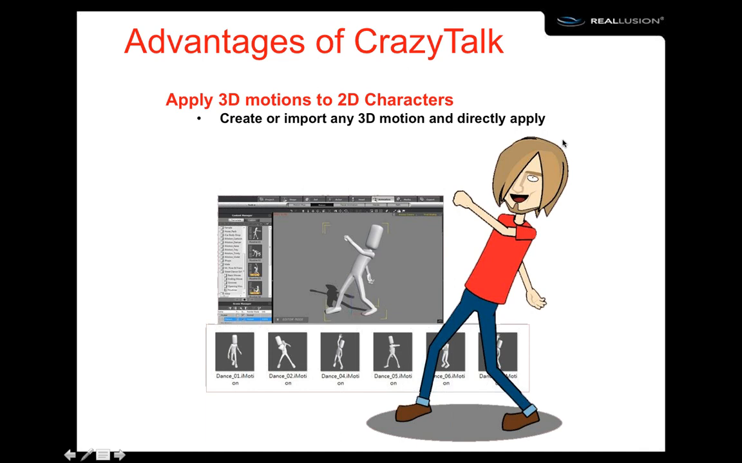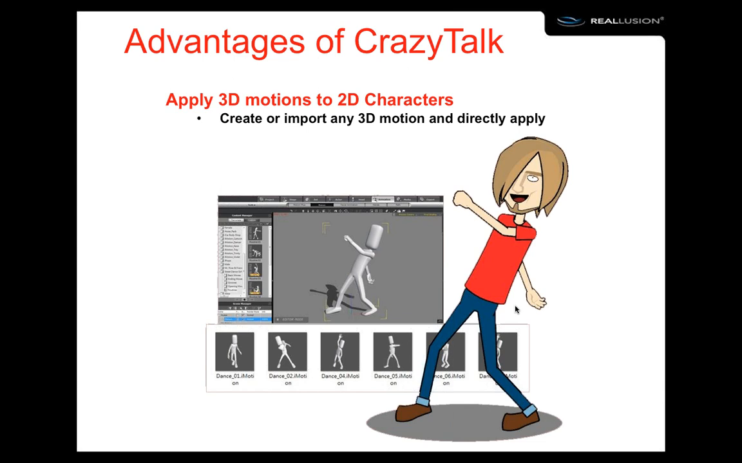This obviously gives you another advantage, that now we can grab real 3D motions and apply them to 2D characters. So if you're familiar with iClone, with our software, that's a 3D animating tool, you can grab some of these 3D motions and bring them directly into CrazyTalk Animator 2.